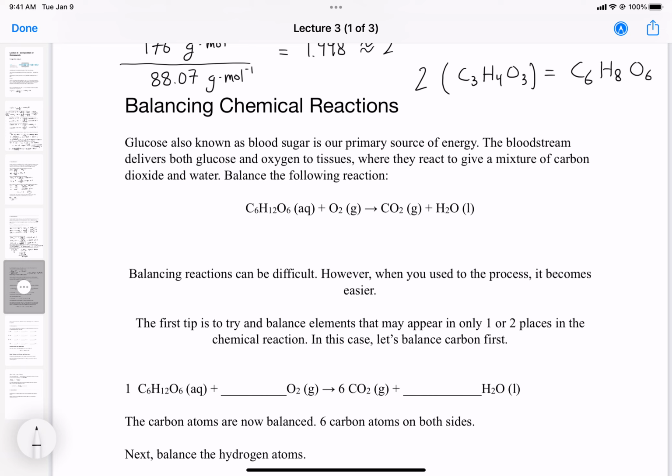So the way we do that first is we notice that there are 6 carbon atoms on the left. So we should put a 6 on the right in front of CO2. Okay, so now the carbons are balanced.